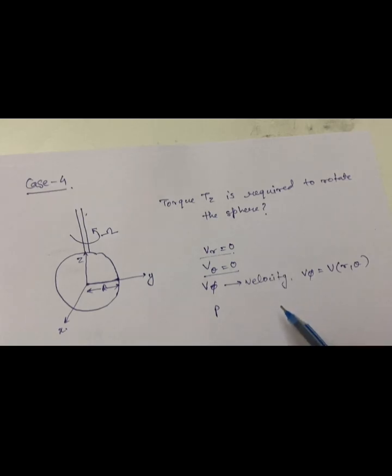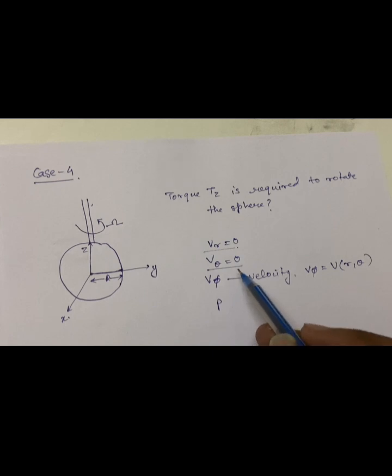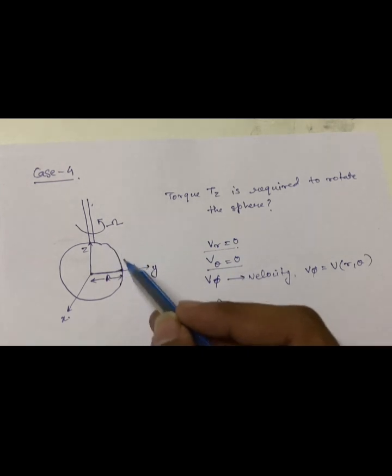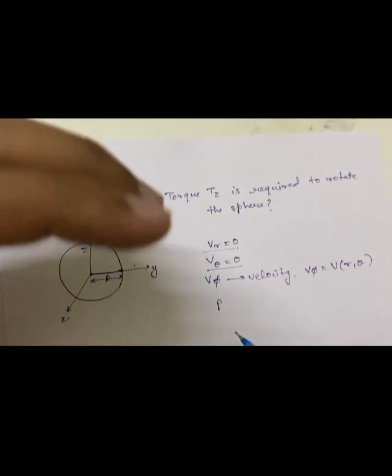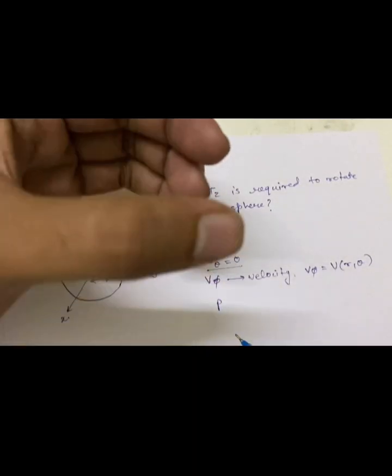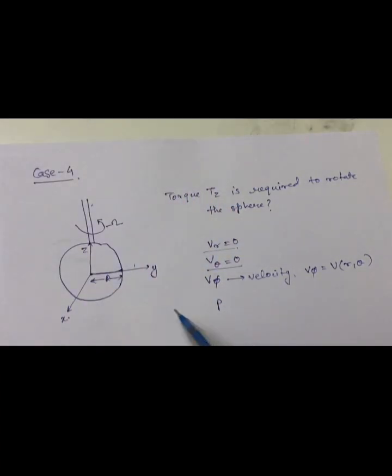As we move further in distance r, the V phi velocity will be different, and as we move in the theta direction, our velocity will be different. But as we move in the phi direction, meaning rotating the sphere in this way, like this is our sphere and we're rotating it in this way, the velocity will not vary because it is symmetric in the phi direction.